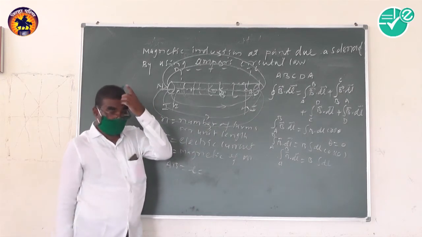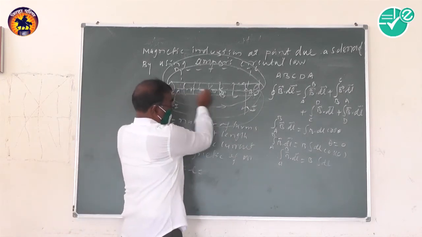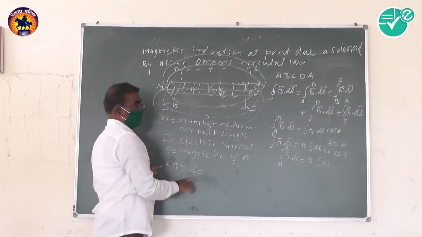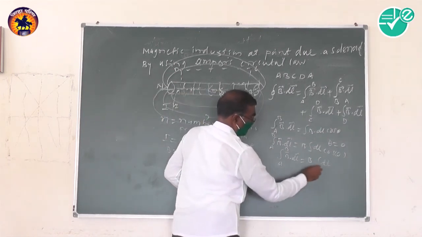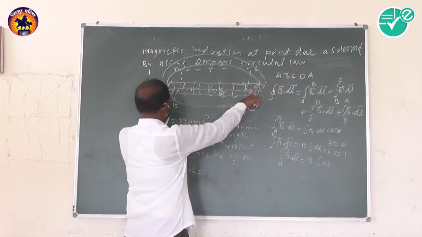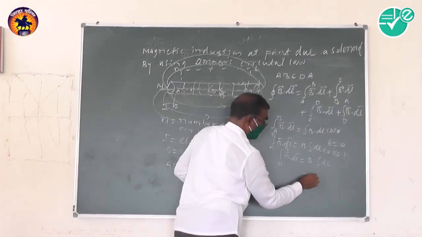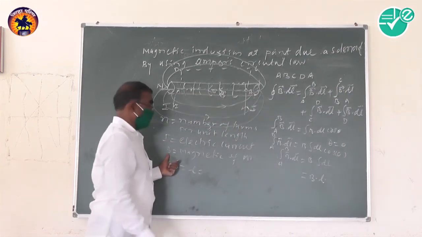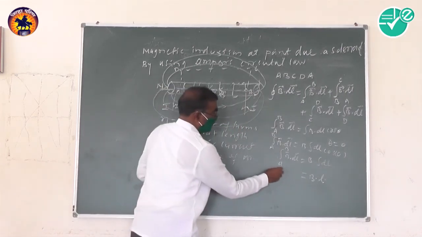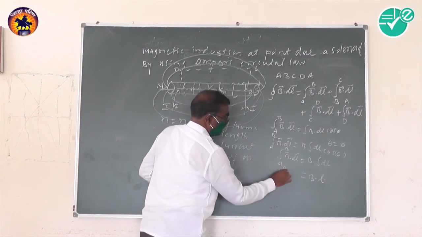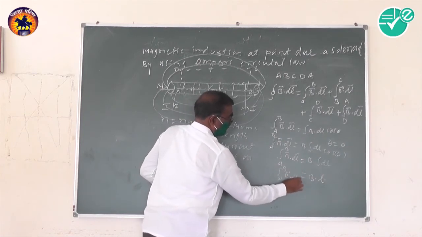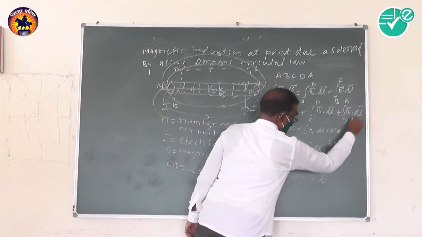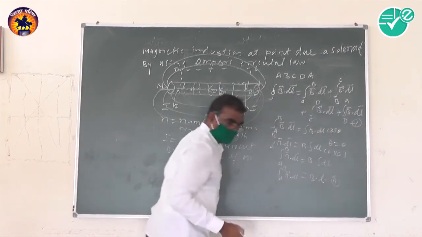The integration of dl is the total length AB. AB equals L. The total length is divided into small elements dl, and the integration of dl gives the length L. So the integration from A to B of B dot dl equals BL. That is our equation number 1, equation A.